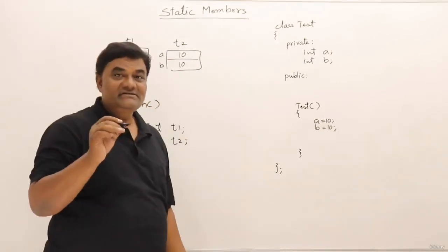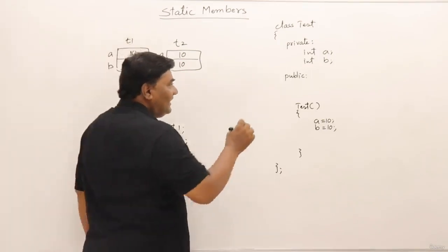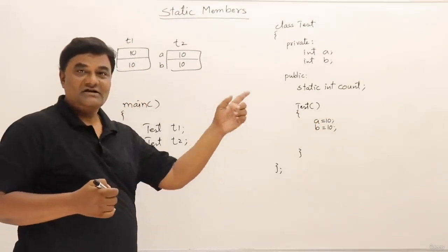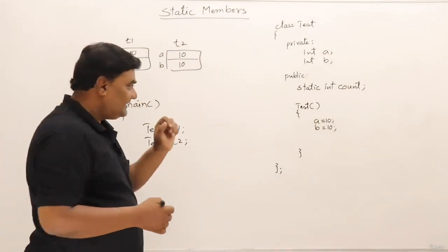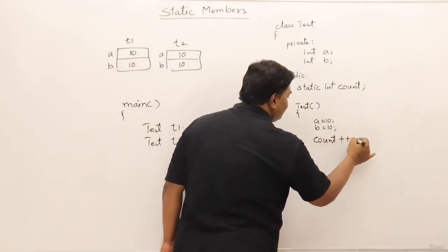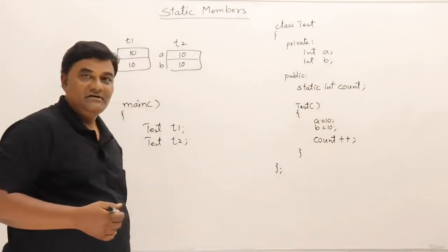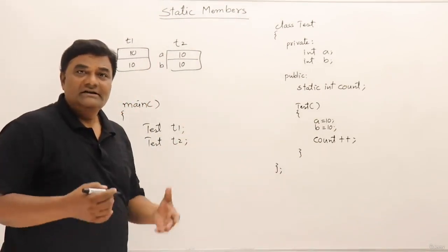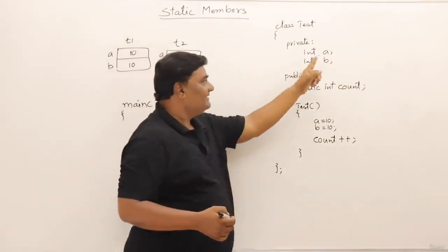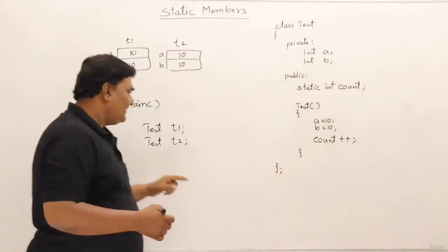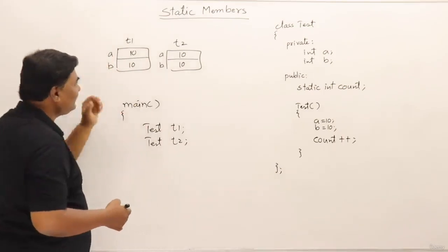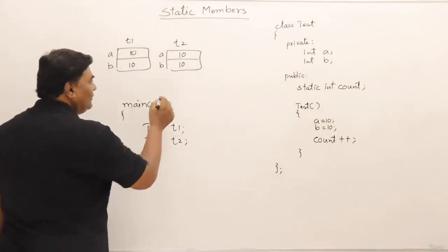Now let us understand what a static data member is. I will declare one variable in public, a static variable: static int count. Then I will also do count++ inside the constructor. That's it. This is a static variable. How does this work? When I create an object of Test T1, how many members are there? A, B and count. When I create an object T2, A, B and count. A and B are already in the picture. Now see how count is created.